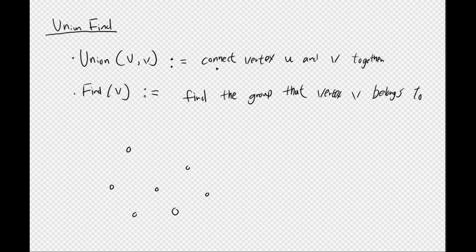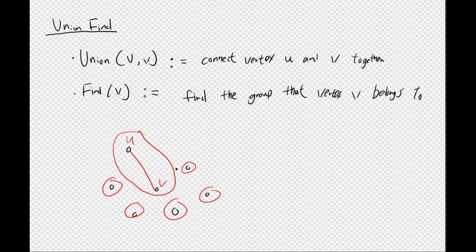So for the union U V, it basically means that this operation will try to connect vertex U and vertex V together. It's acting like a bridge. For example, if I try to apply union U and V in here, assume this is U and assume this is V, and now they will have the same group, but all the others will have their own group.